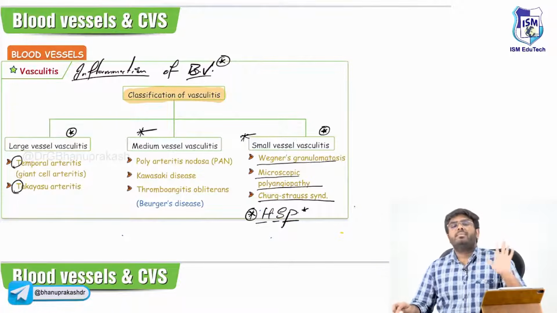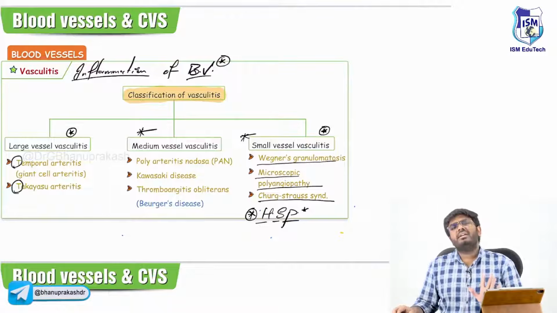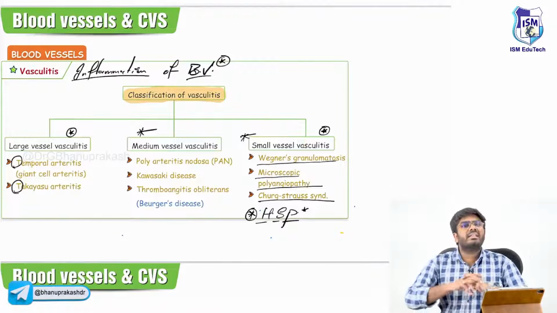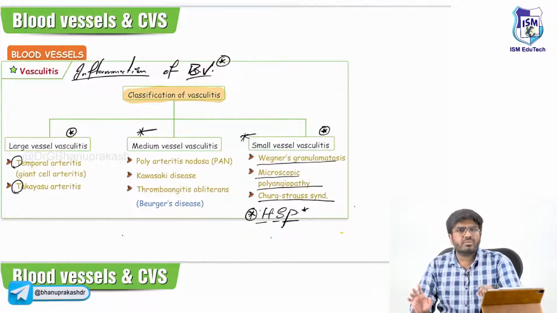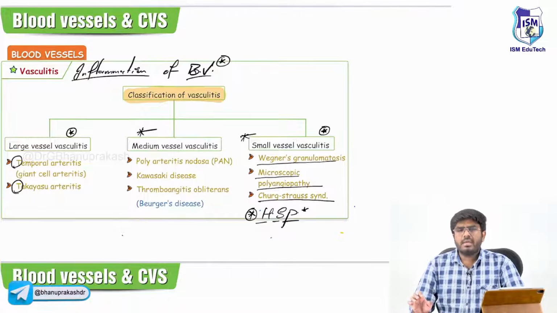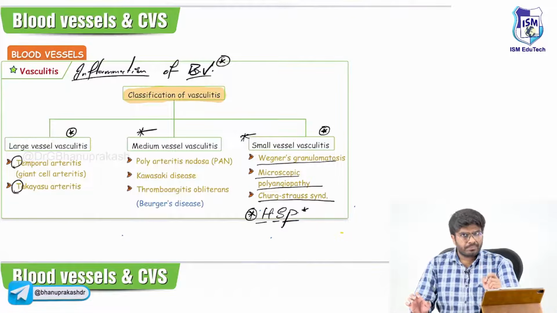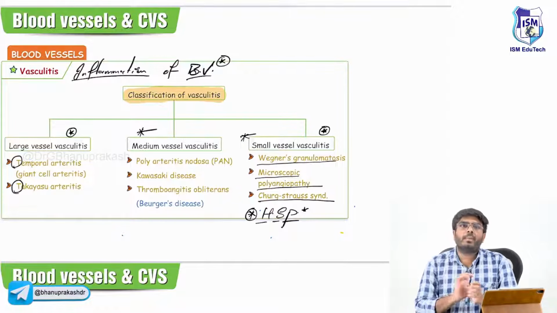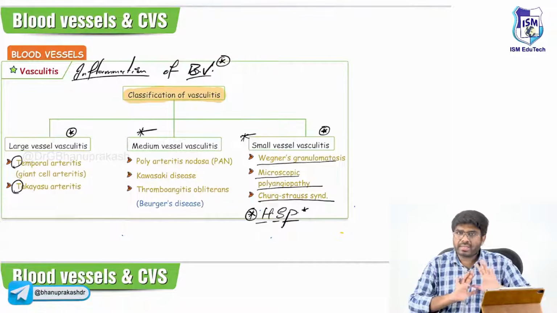Sir, now just tell me, how many types of vasculitis are there? Vasculitis, first of all, is inflammation of the blood vessels. There are three types: large vessel, medium vessel, and small vessel vasculitis. Large vessel vasculitis examples: temporal arteritis and Takayasu arteritis. Medium vessel vasculitis includes polyarteritis nodosa, Kawasaki disease, and thromboangiitis obliterans, also called Buerger's disease. Small vessel vasculitis includes Wegener's granulomatosis, Churg-Strauss disease, microscopic polyangiitis, and Henoch-Schönlein purpura. Done. Enough. So you know the classification also.